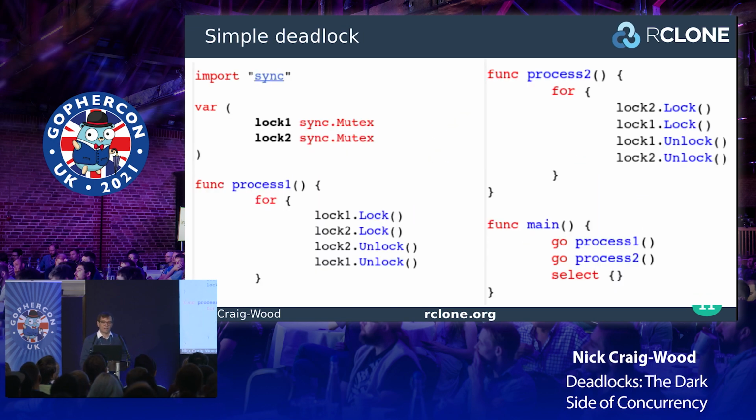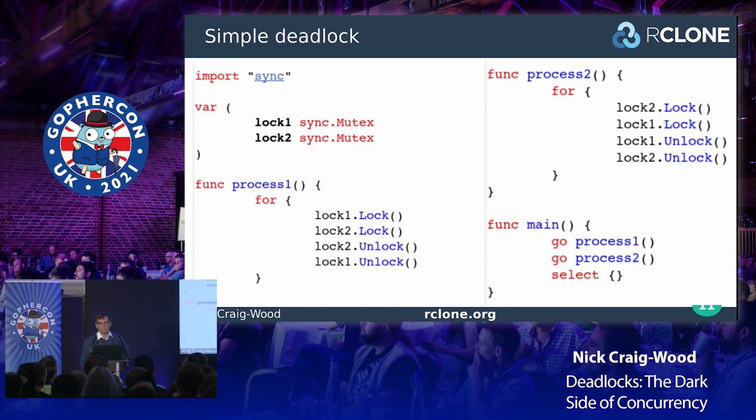So let's go through that in Go form this time. Here we have process 1 and process 2, just like in the previous example. And they're going to sit there in a loop, taking and releasing lock 1 and lock 2. The only difference between process 1 and process 2 is that they take and release the locks in different order.